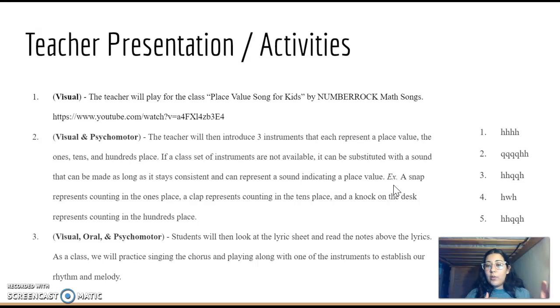So next step, after setting the instruments and sounds for whatever place value, the students will then look at their lyric sheet and read the notes above the lyrics, and we will practice as a class just singing the chorus and playing the instruments to establish our rhythm and our melody. So on the side right here, you can see I have half notes, quarter notes, and a whole note. So how the song will be played is the chorus goes like this.